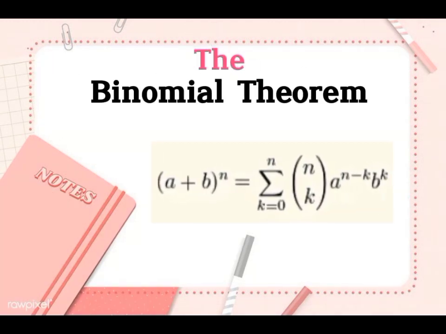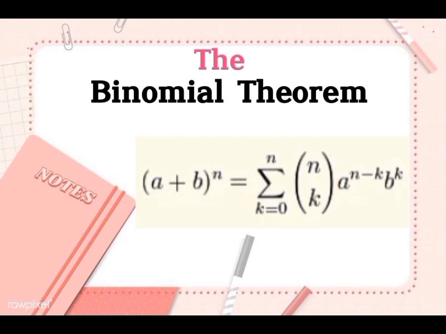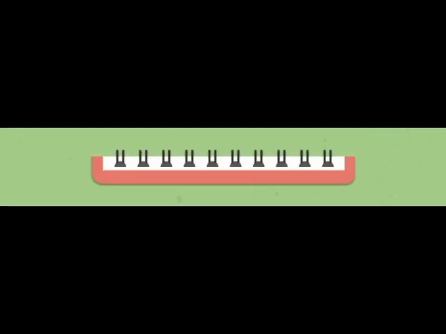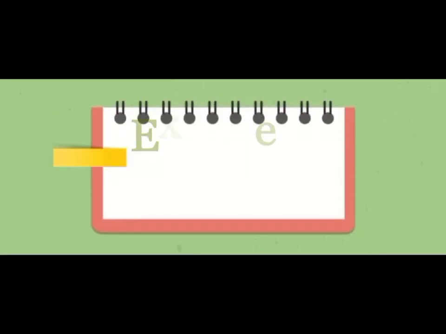The calculations get longer and longer as we go, but there is some kind of pattern developing. That pattern is summed up by the binomial theorem. The binomial theorem: a plus b to the power of n equals the summation from k equals 0 up to n of (n choose k) times a to the power of n minus k, multiplied by b to the power of k. Don't worry, it will all be explained.